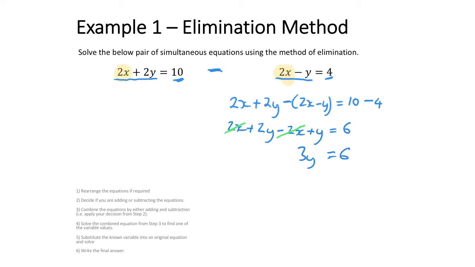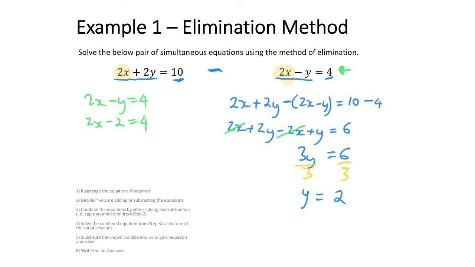To get y by itself, I need to divide both sides by 3. So my y value is equal to 2. Now that I know one of my variables, I can substitute that into one of my original equations. I'm going to choose to substitute it back into the second equation, 2x minus y is equal to 4. I'm going to substitute in my known y value, so 2x minus 2 is equal to 4. Now I can go ahead and solve that.